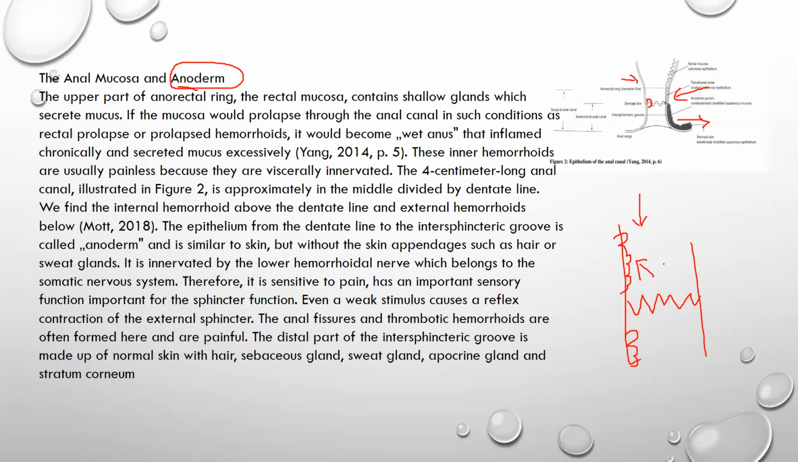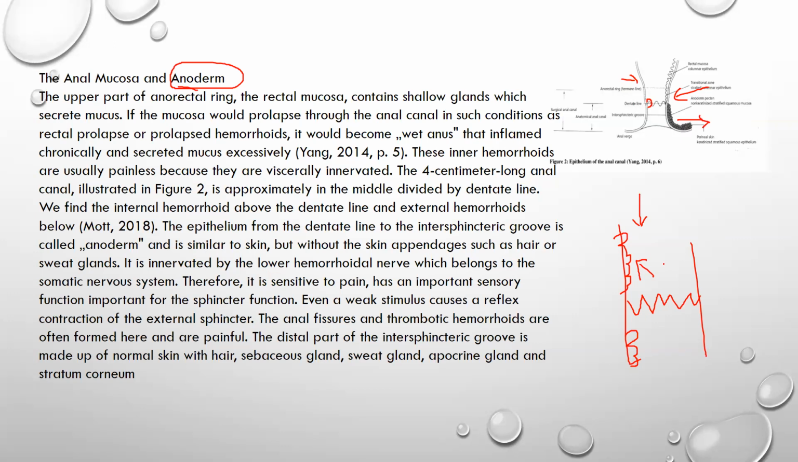The hemorrhoids can become a wet anus that is chronically inflamed and secretes mucus excessively. Now we have many glands present on this upper side, where we have more arterial supply also. Blood supply is very, very high. So because of this high vascularity, glands will become more active. When they become more active, they will keep secreting a lot of mucus also. And our internal mucus is most of the time wet mucus. And these internal hemorrhoids are usually painless because they are visceral innervated.